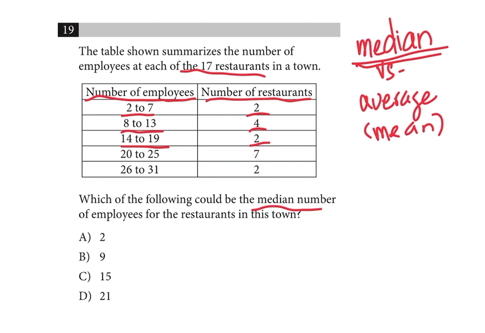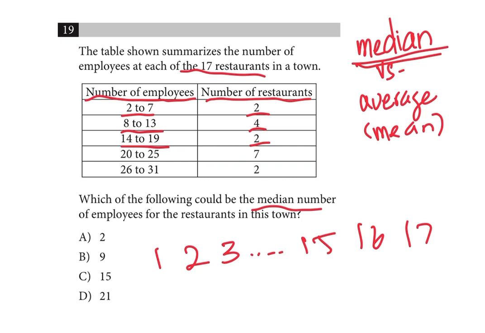So how do we figure out what is the middle number in a list of all these numbers? Well, we know that there are 17 restaurants. So if I were to write 1, 2, 3, 4, all the way to 15, 16, 17, what would be the middle number? Now, when we look at this, it's not immediately obvious. We can count them one by one, but that would take up a lot of time.